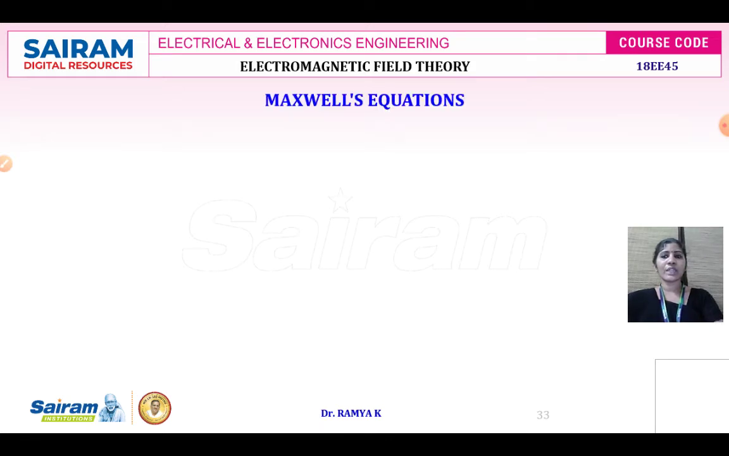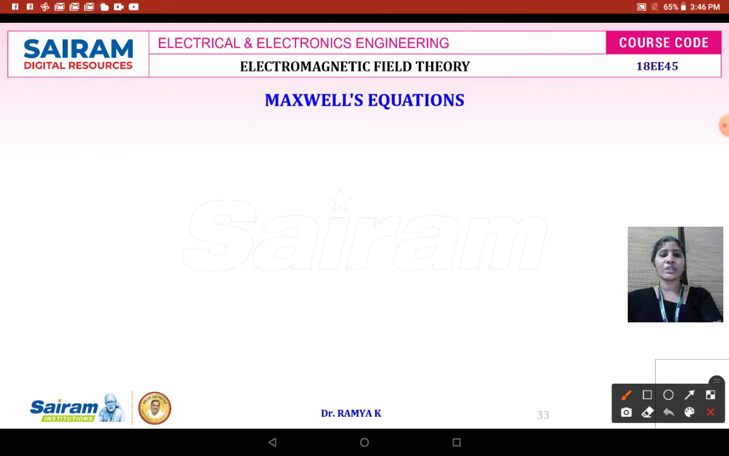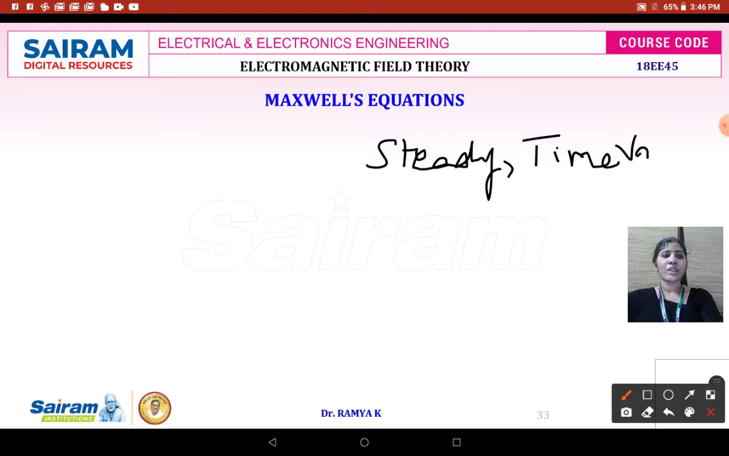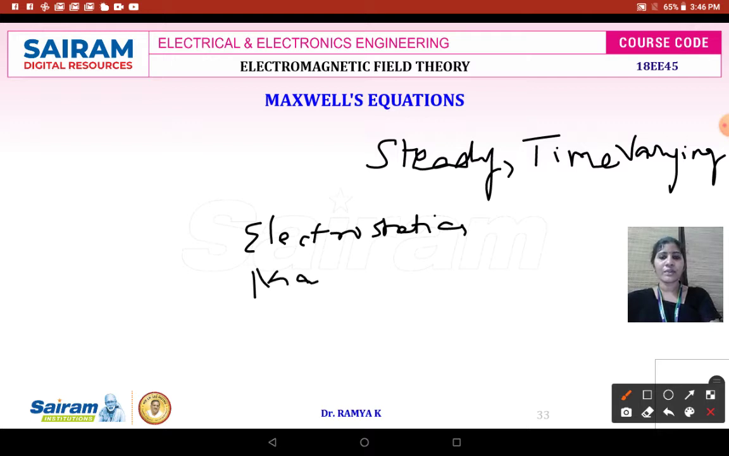To write the Maxwell's equation, we are going to consider both steady state field as well as time varying field. If you consider the steady state field or time varying field, we are going to write the Maxwell's equation under electrostatics as well as on magnetostatics.